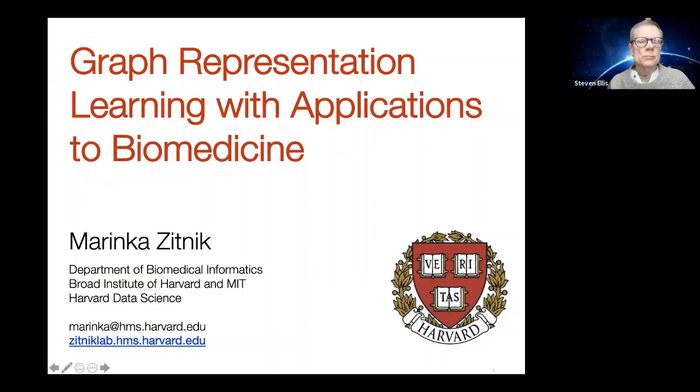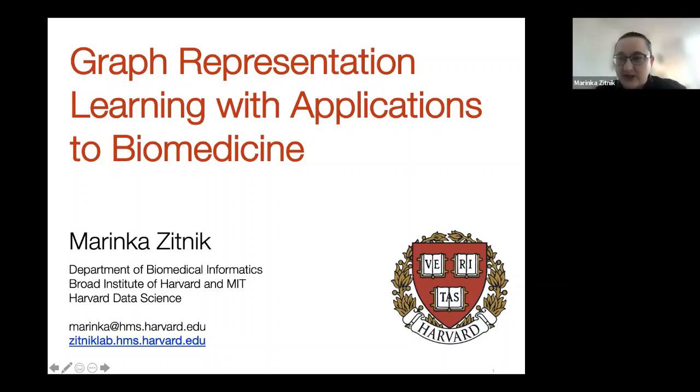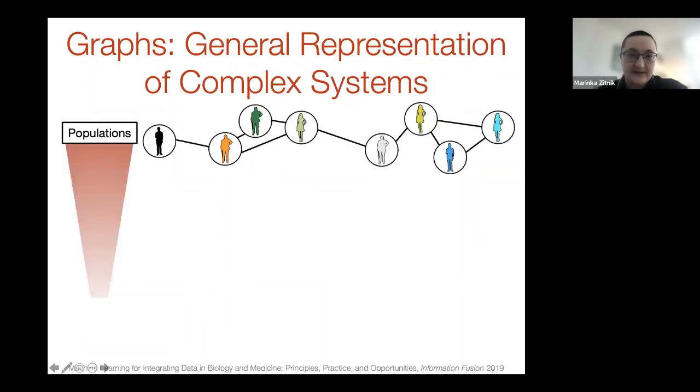Today I will talk about graph representation learning with applications to biomedicine. It is a slightly orthogonal topic to the core topology, but I hope you will find it interesting and informative, and it will stimulate some discussions. The idea is that I will speak for around 40 minutes and then would be very, very happy to take questions and have a discussion about the topics presented in the talk.